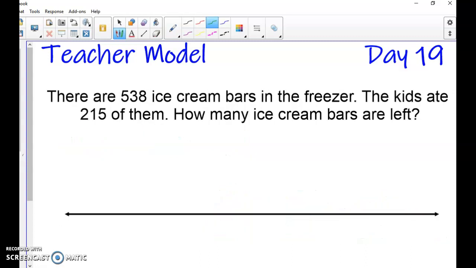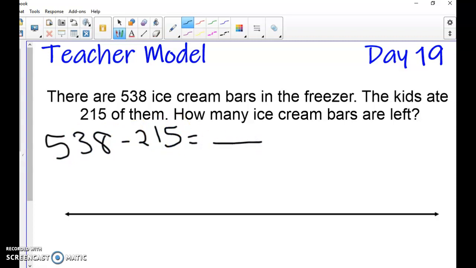There are 538 ice cream bars in the freezer. The kids ate 215 of them. How many ice cream bars are left? I need to write an equation. So my equation is going to be 538 minus 215.